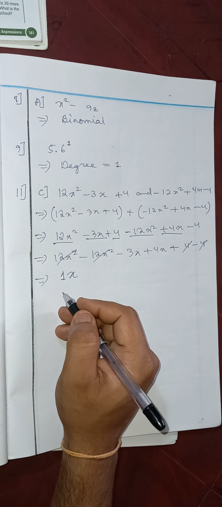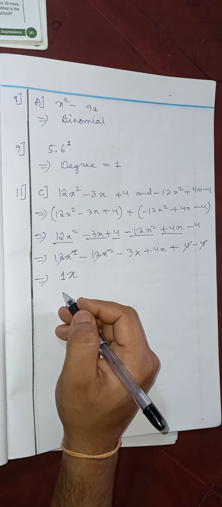Okay, now I am discussing with you question number 12. See, in question number 12, children, what you need to do is you need to subtract. Okay, you need to subtract. So if you look carefully over there, children, if you subtract, what is happening?